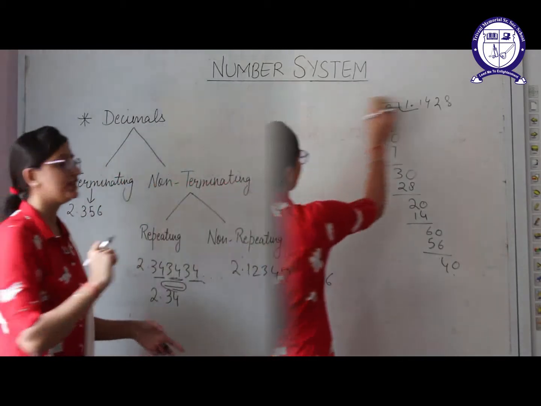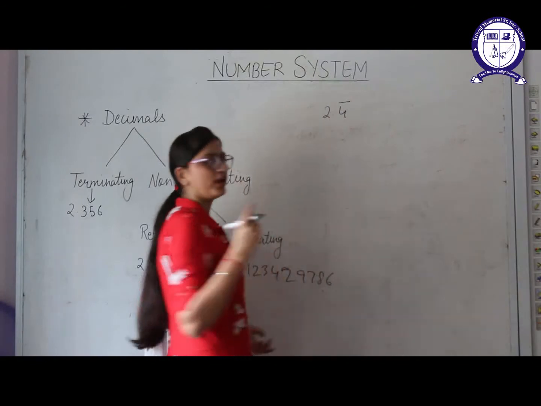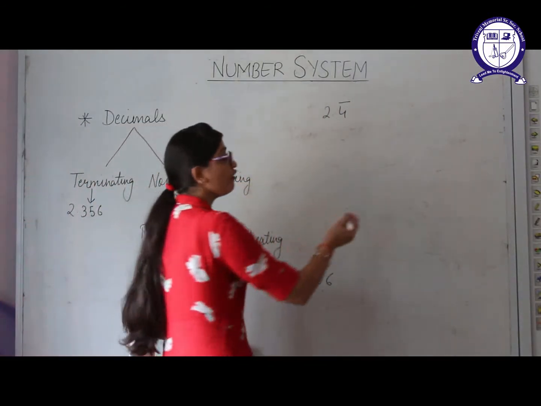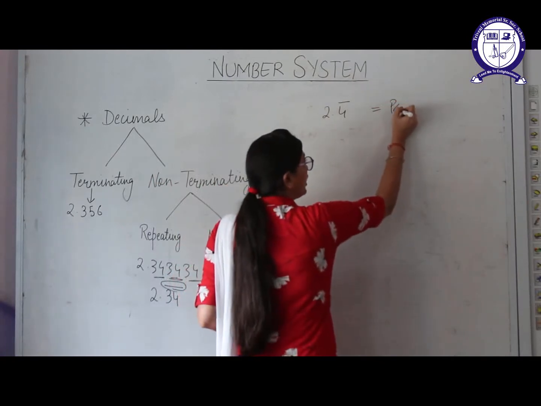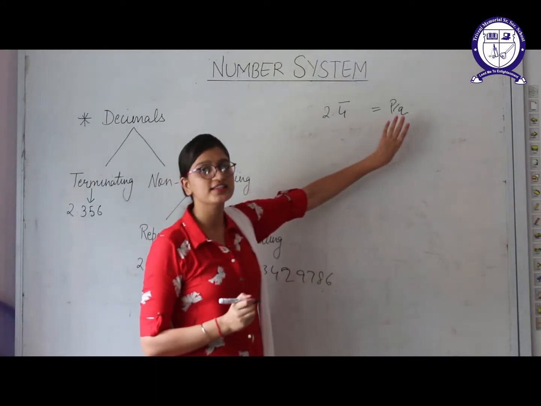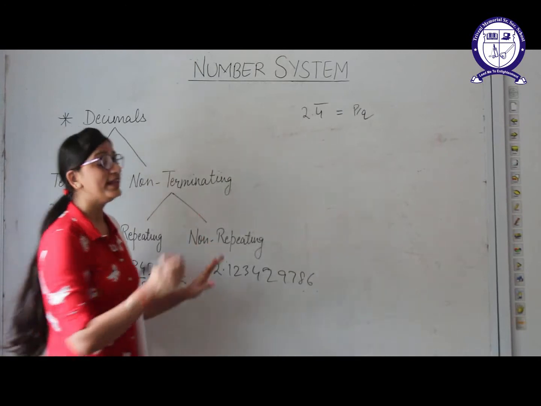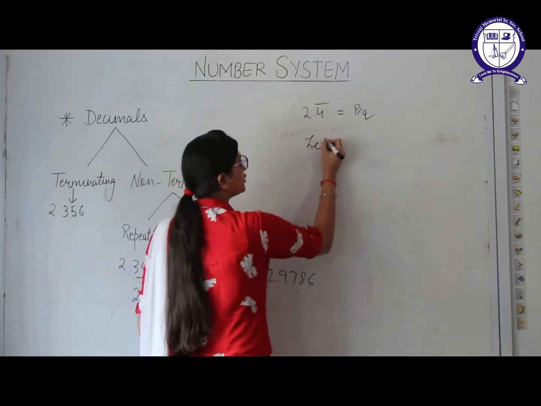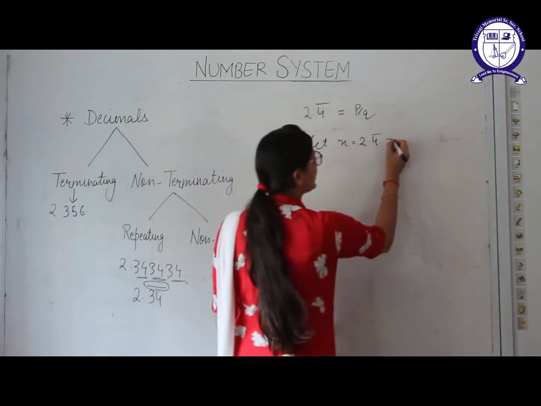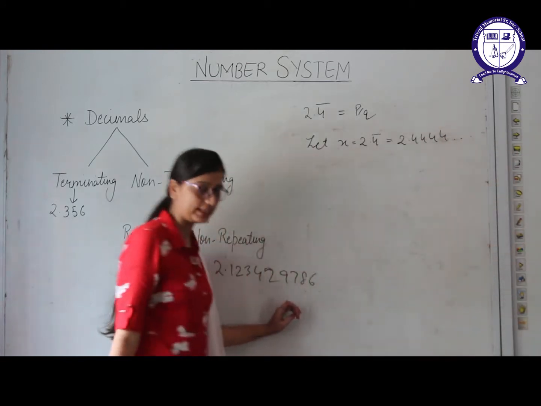The main question of this exercise is 2.4 bar. Okay, this is a very simple example. We need to write it in the form of P by Q, that is, as a rational number. How we are going to do that is very simple. So let x equal 2.4 bar. 2.4 bar is what? 2.4444 and it goes on indefinitely.